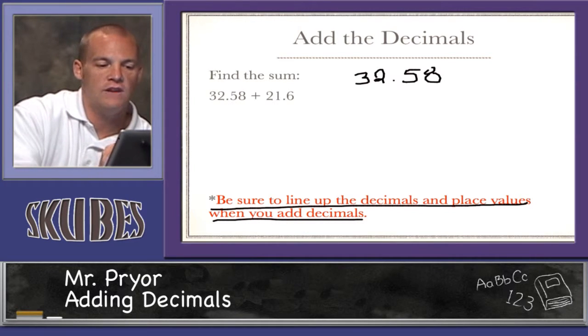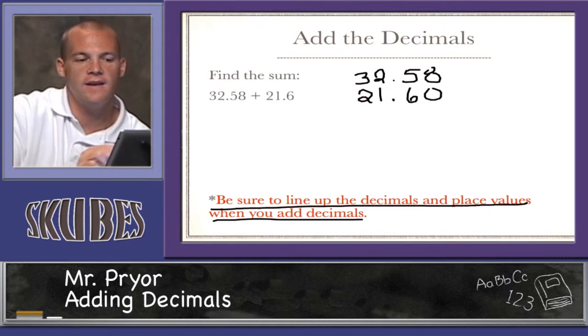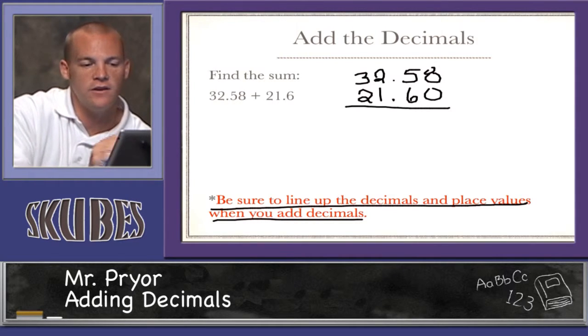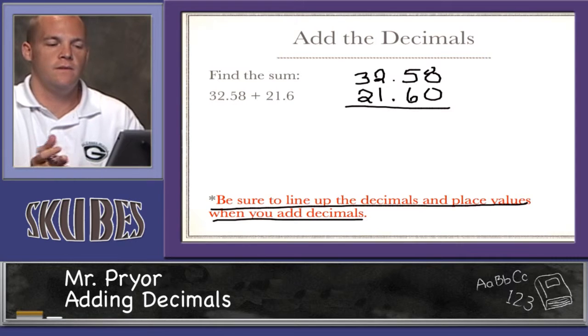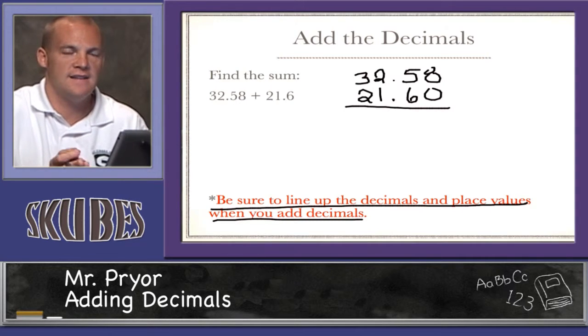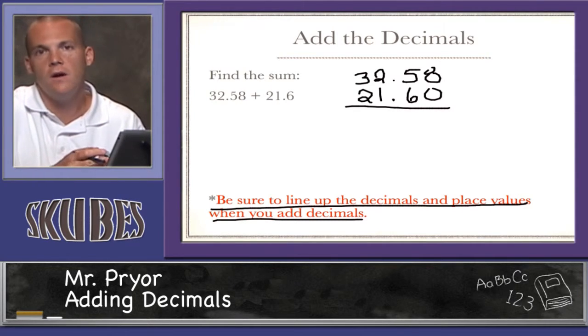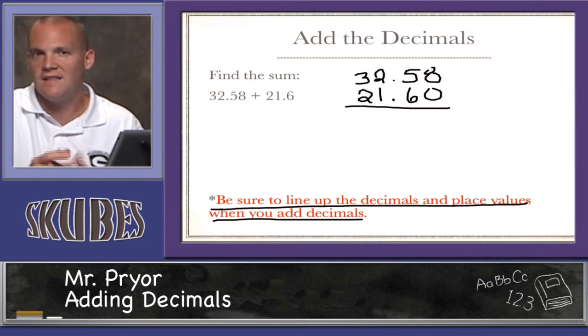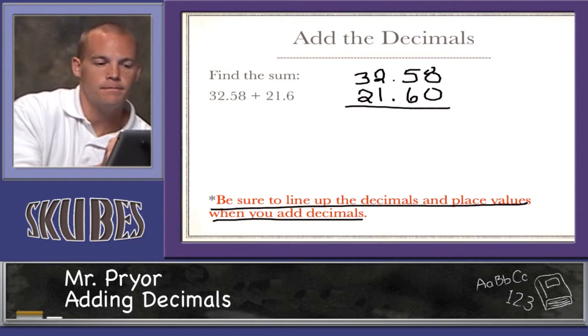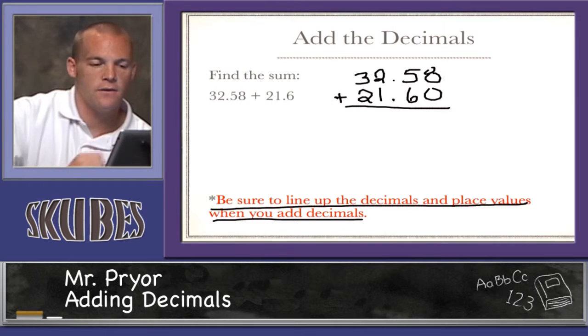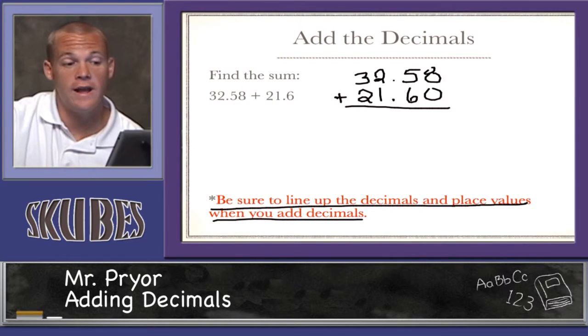So we need to actually add a 0 to 21.6 so that it goes out to the same place value. If we don't do that, we may accidentally add tens to ones or tenths to hundredths, things like that, and that's going to mess everything up. So now that we're good to go, we can go ahead and just start adding.